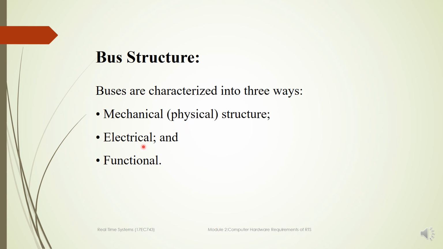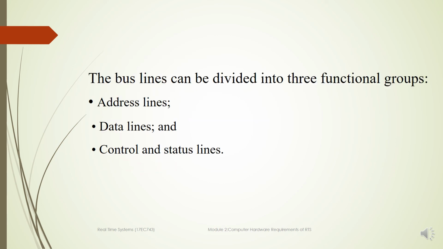Electrical characteristics of a bus are nothing but signal levels that represent loading, that is, how many loads the line can support. Everything can be understood by this electrical bus structure. Next we have functional characteristics of a bus structure. This describes the type of information which the electrical signals flowing along the bus conductors represent. Basically there are functional groups: address lines, data lines, control and status lines.